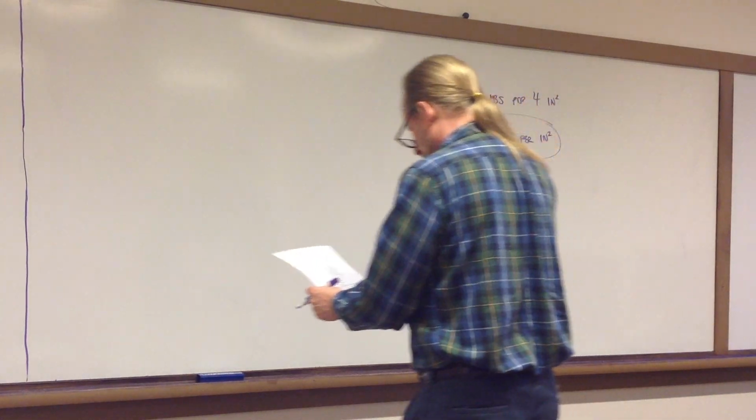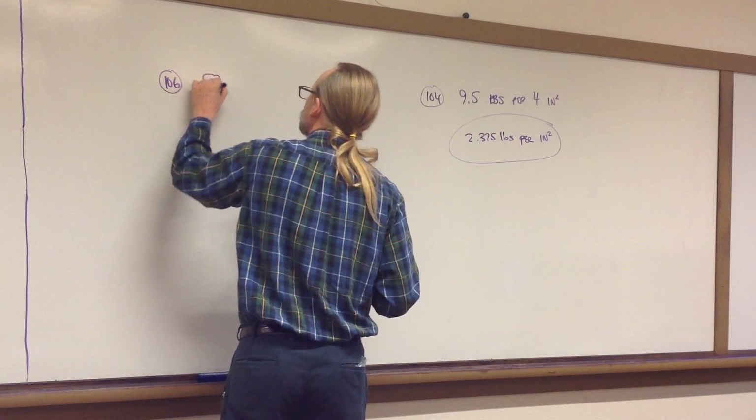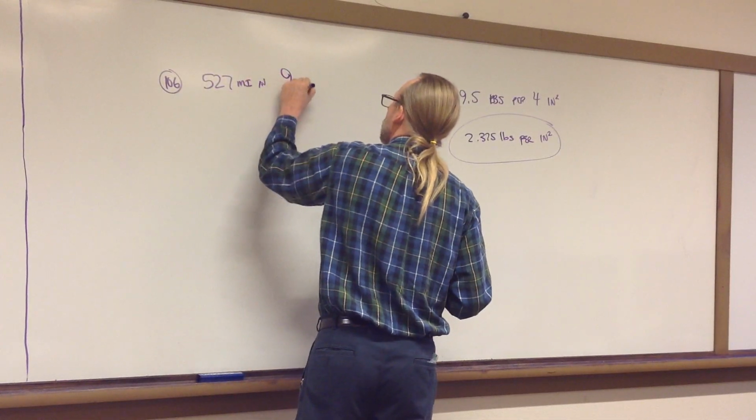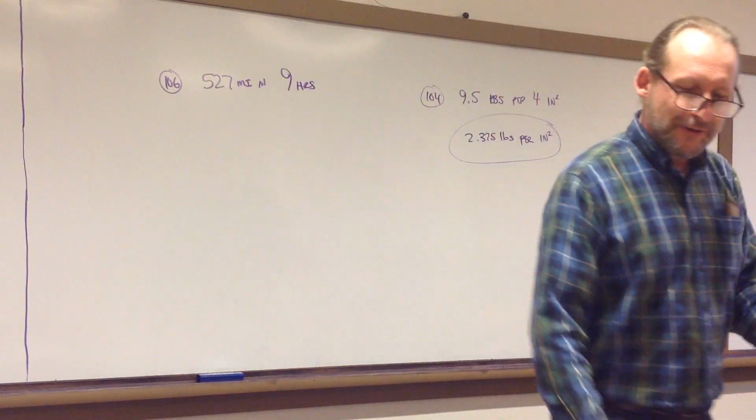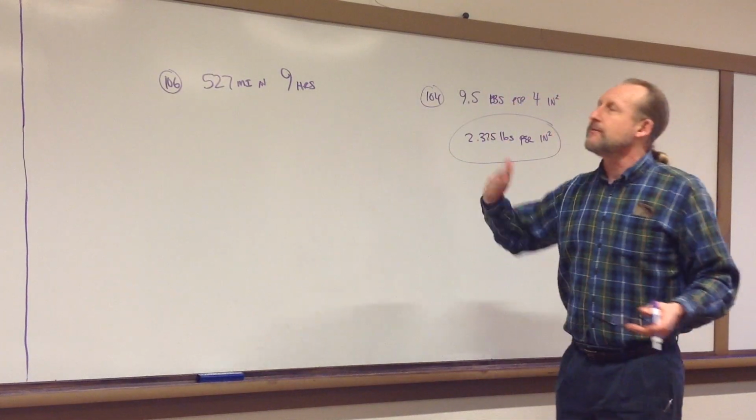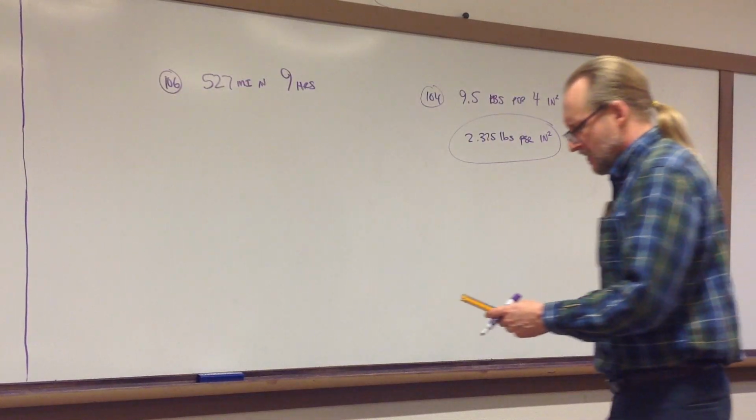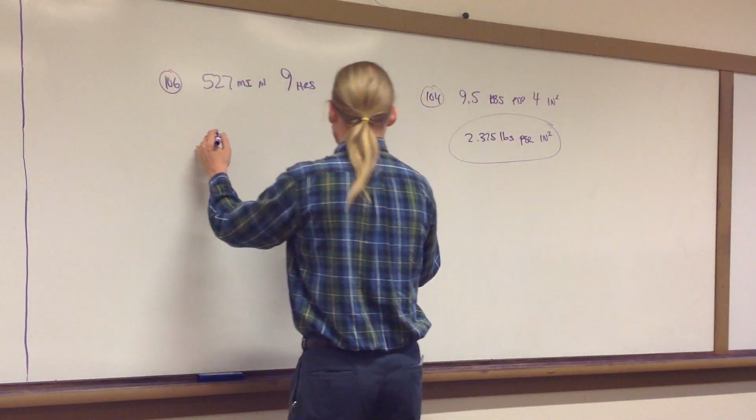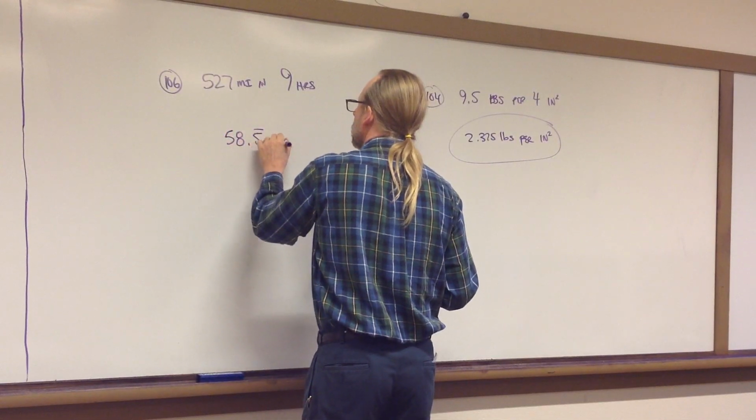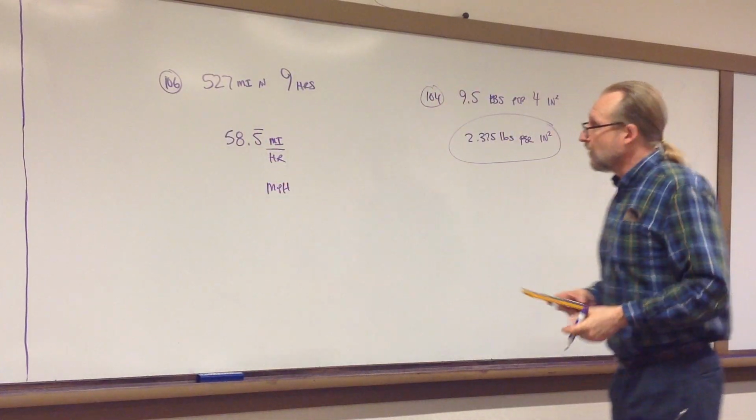Let's look at 106. 527 miles in 9 hours. Now it says in, it could say per. And if you think of this in terms of speed, miles per hour, that means miles divided by hour. So we want to take that 527 and divide it by the 9. So that's going to give us 58.5 repeating miles per hour. If you want to write MPH, that's fine as well.